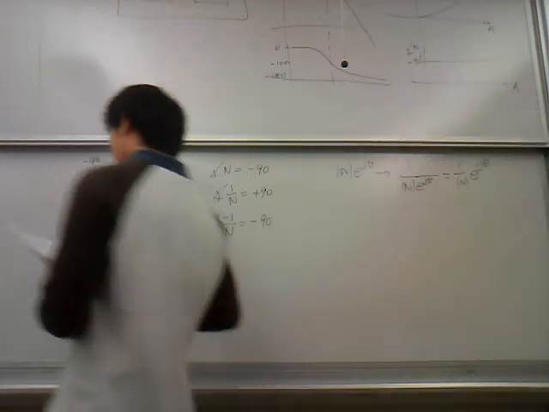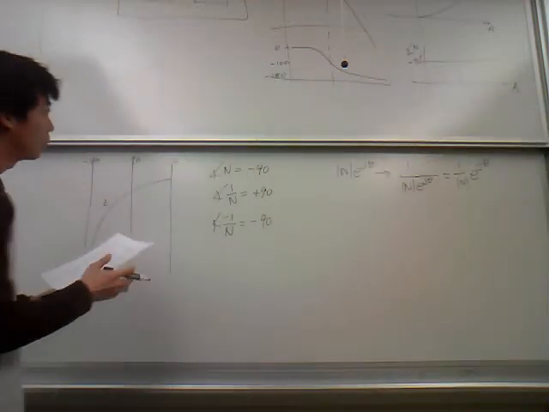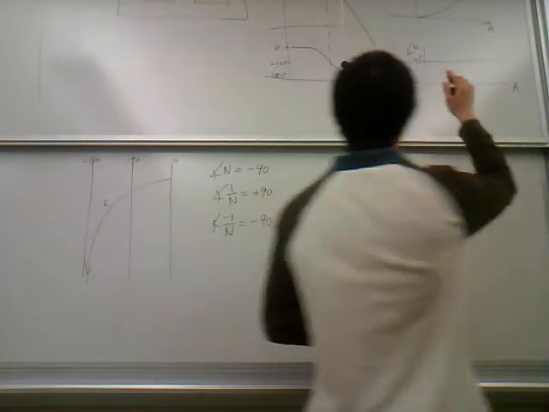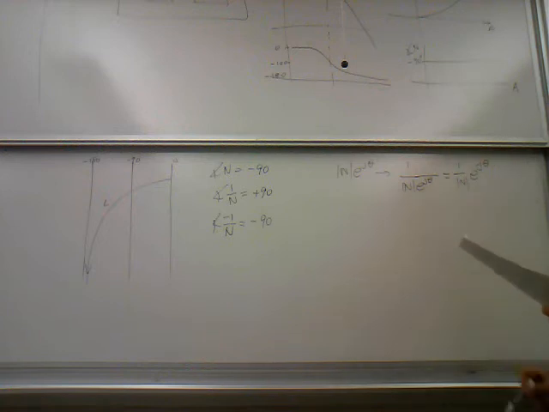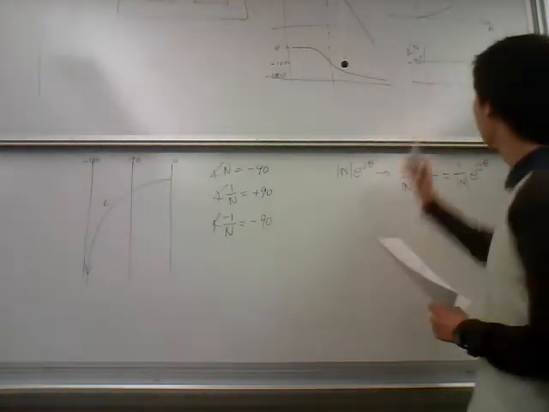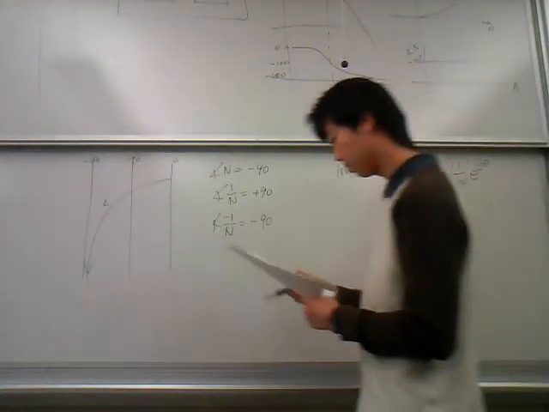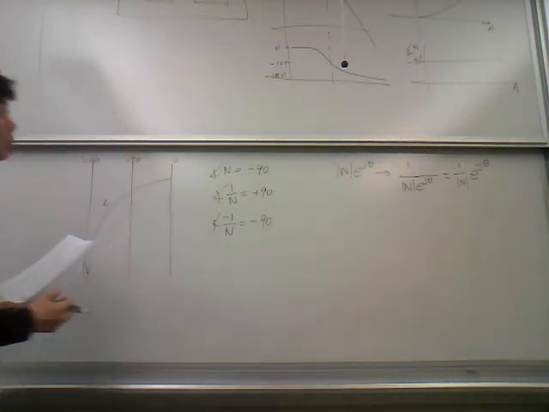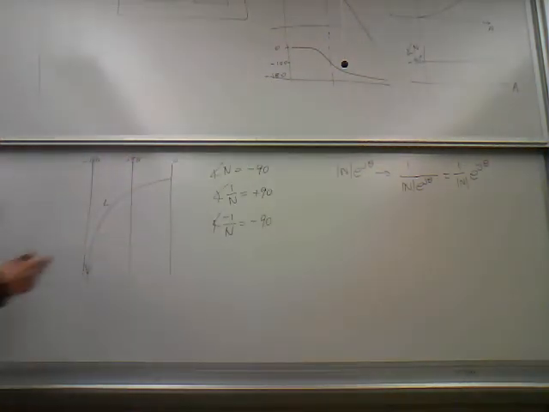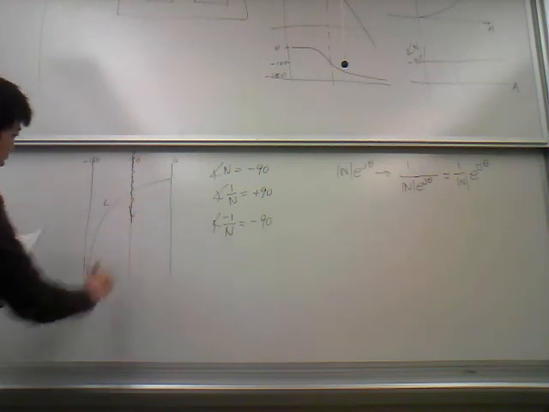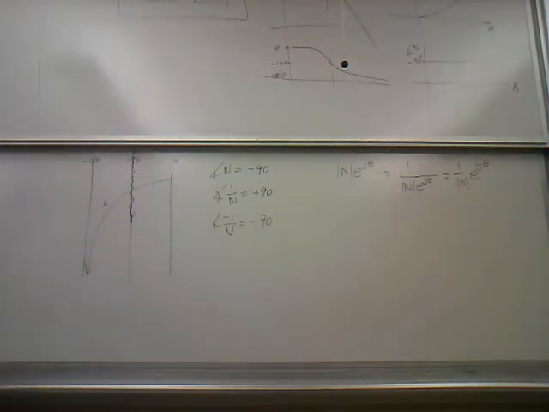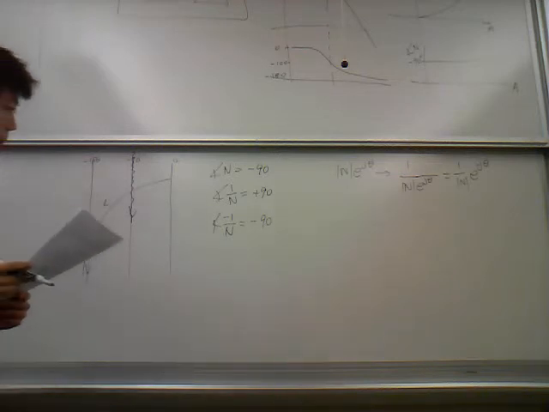So, how about the magnitude? 1 over N, when N is really small, when N is 0, 1 over N is infinite. So as we increase A, the magnitude of 1 over N drops. So we start from way up here, and then you go down as we increase it. Okay.